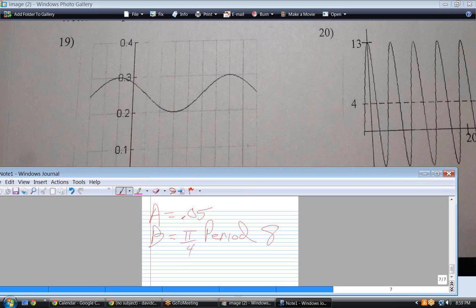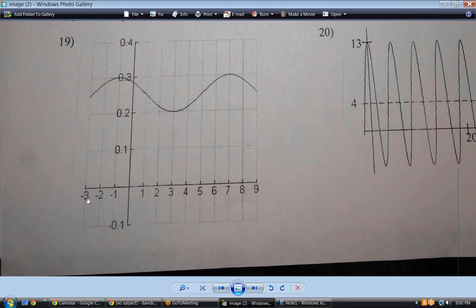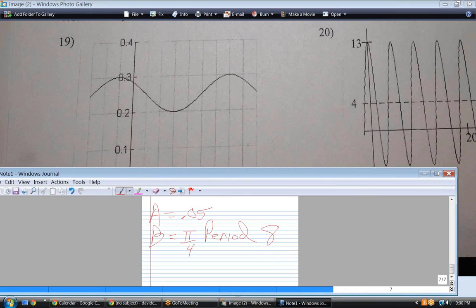Now normally B is a number and the period is in radians, in other words has the pi on it. But not always, and definitely not in this case. Notice that the x-axis is not in radians, it's in numbers. So our period is a number, which is going to mean, since our period is equal to 2 pi over B, or B is equal to 2 pi over the period, we've got B equals pi over 4. Okay?